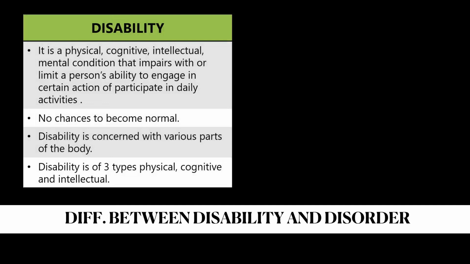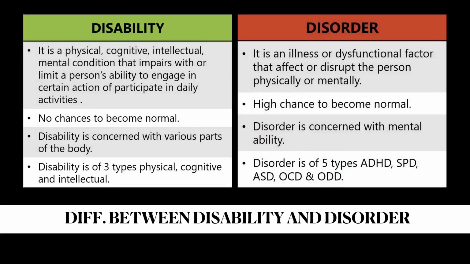Difference between disability and disorder. Disability: it is a physical, cognitive, intellectual, or mental condition that impairs or limits a person's ability to engage in certain actions or participate in daily activities. No chances to become normal. Disability is concerned with various parts of the body. Disability is of three types: physical, cognitive, and intellectual.